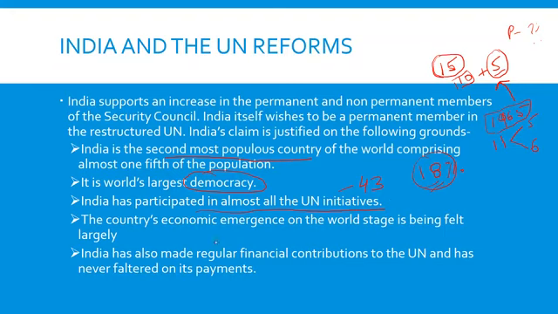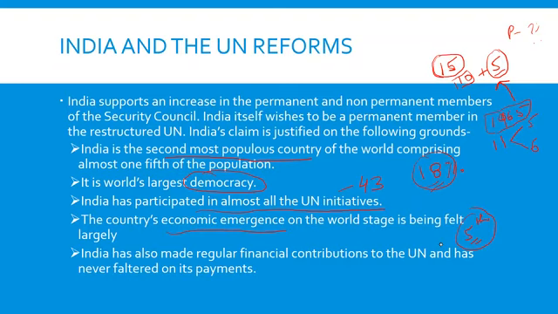Then the country's economic emergence. India is also a big economic power at present. And in terms of GDP, India's ranking in the world stands at fifth at present. India is the fifth largest economy in the world, after USA, China, Japan, and Germany. USA and China are already permanent members of the Security Council. Japan and Germany are also big claimants for permanent membership of the Security Council. So India's economy is the fifth largest in the world.